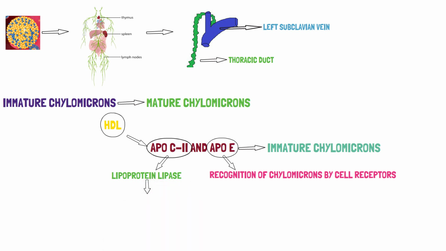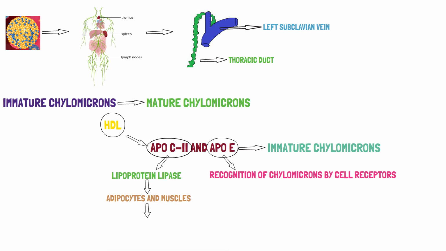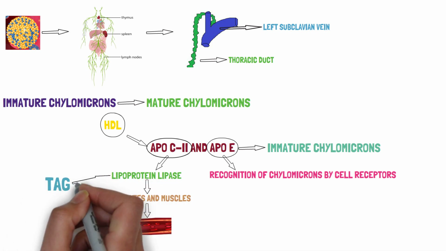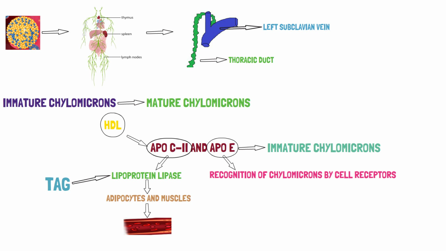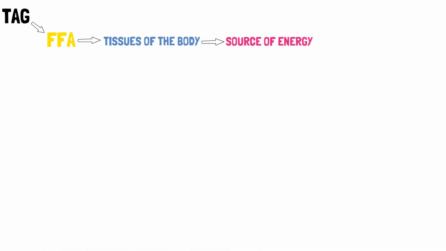Lipoprotein lipase, synthesized and secreted by adipocytes and muscle cells, attaches to the endothelial cells of the capillaries of muscles and adipose tissue. Most of the triacylglycerol in chylomicrons is broken down by this lipoprotein lipase in the muscles and adipose tissue. Free fatty acids released during the hydrolysis of triglycerides can be taken up by the tissues throughout the body and used as a source of energy.